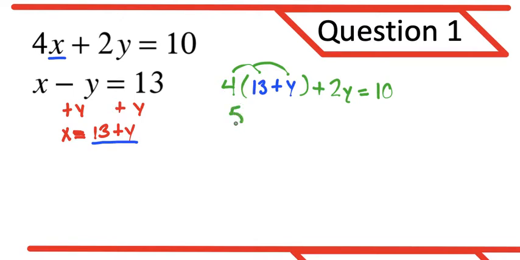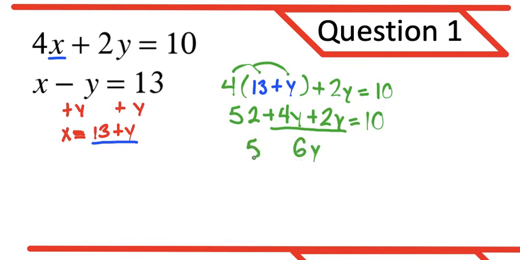4 times 13 is 52. 4 times y is 4y plus 2y equals 10. At this point, we're going to combine like terms. 4y plus 2y is 6y. And we still have 52 plus, and then equals 10. Next, we're going to subtract 52 on each side.